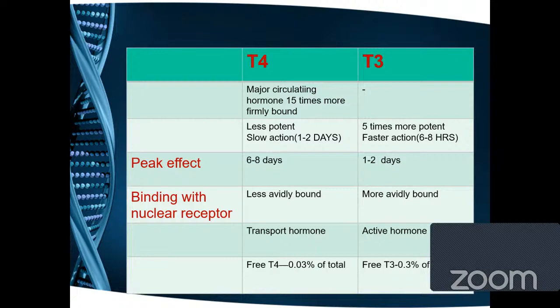There is a difference in peak effect. For T4 it is 6 to 8 days. For T3 it is less time, 1 to 2 days. Regarding binding with the nuclear receptor, the thyroid hormone binds to the nuclear receptor, and the binding is more with T3. This I told you: T4 is the transport hormone and T3 the active hormone. The free T4 level is 0.03% of the total. In the case of T3, it is 0.3% of the total T3.